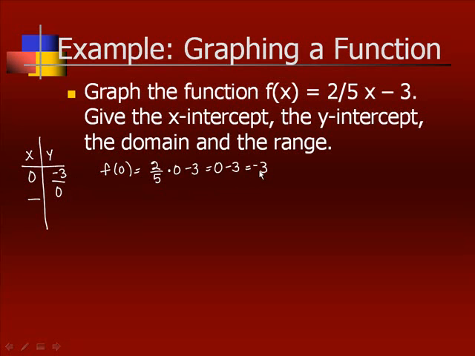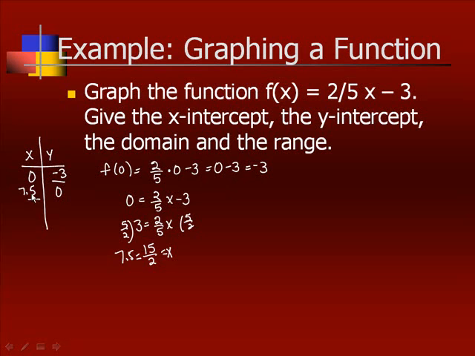Second one's a little bit harder. To let y be 0 means we're going to let f of x be 0. So we would get 0 equals 2/5 x minus 3. Add 3 to both sides, so we get 3 is equal to 2/5 x. Multiply both sides by 5 over 2, and we would get x is equal to 15 over 2, or 7.5. So there's our x-intercept and our y-intercept.